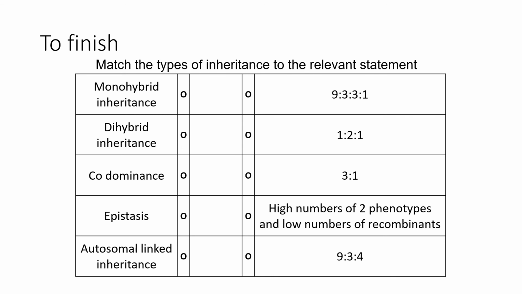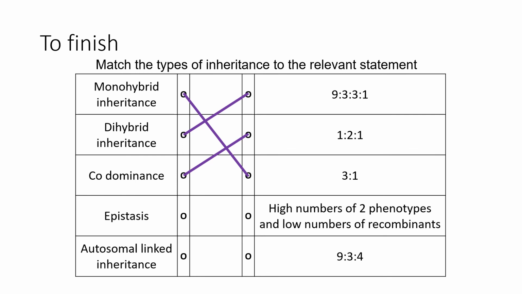In monohybrid inheritance, the ratio should be a 3-to-1 ratio. Make sure, folks, that is only the phenotype ratios and only where you have 2 heterozygous parents. In terms of dihybrid, again, 2 heterozygous parents, we will have a 9:3:3:1 ratio. Your codominance would normally give you a 1:1 ratio.